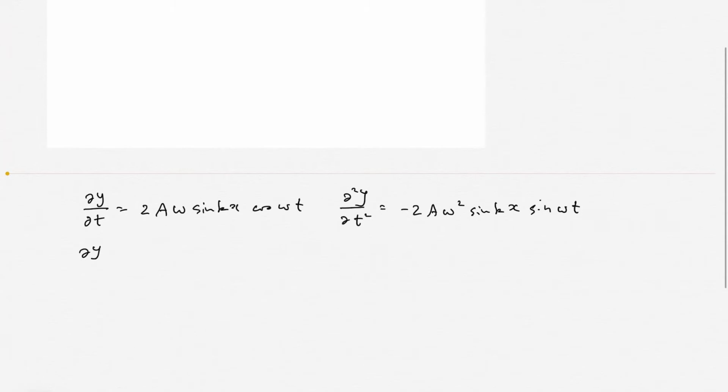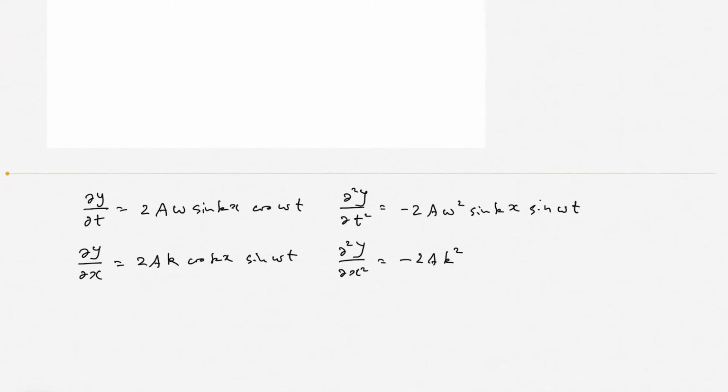And the derivative with respect to x, in this case, is 2ak cos kx sin omega t. And the second derivative is minus 2ak squared sin kx sin omega t.